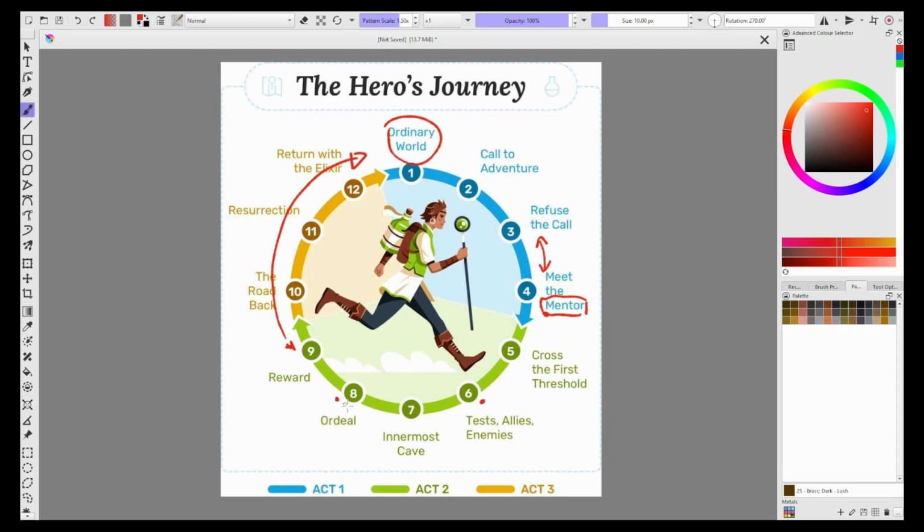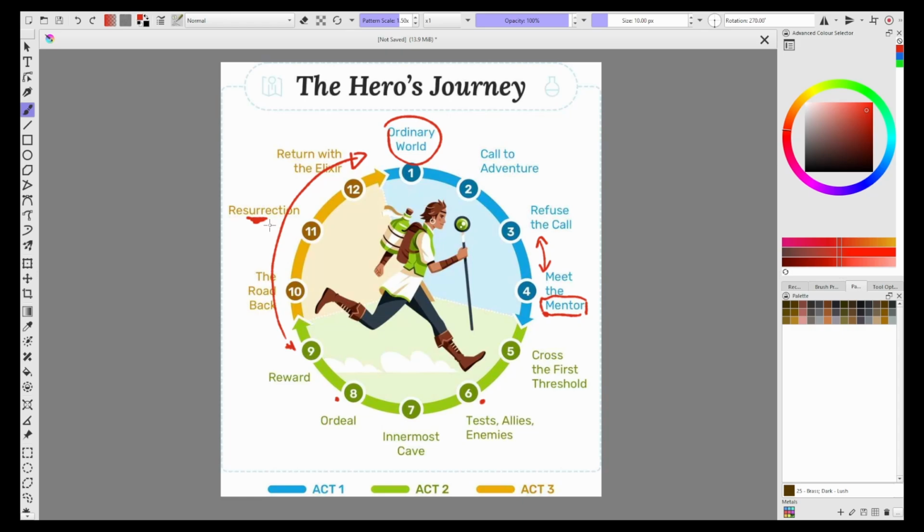Over here in the final ordeal, the mentor is generally going to be the one to push the main character to be able to overcome these conflicts. But they will often disappear over here around the resurrection point. Because once your character has completed their goal, the mentor is no longer needed.